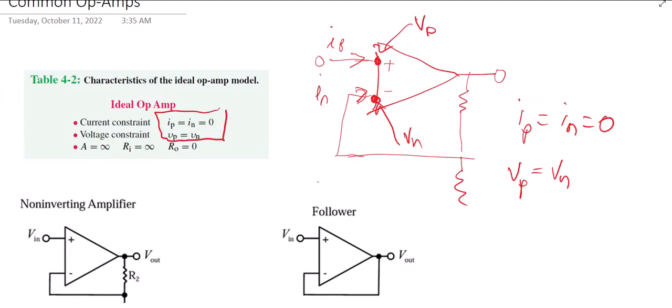That's really it. The other parts of the ideal op amp have to do with the internal makeup of the op amp, which I'm suspecting you're not really going to have to know much about, but I'll show you a little bit of it.